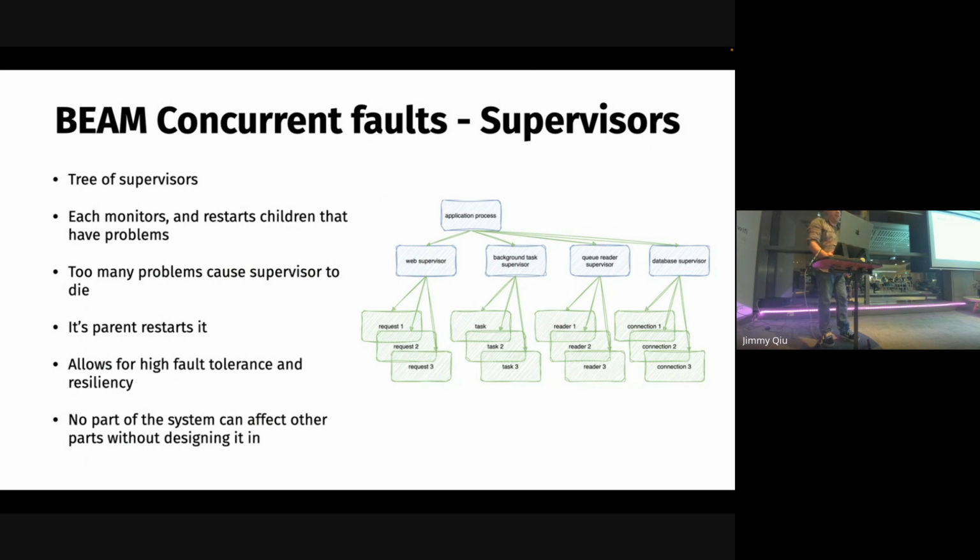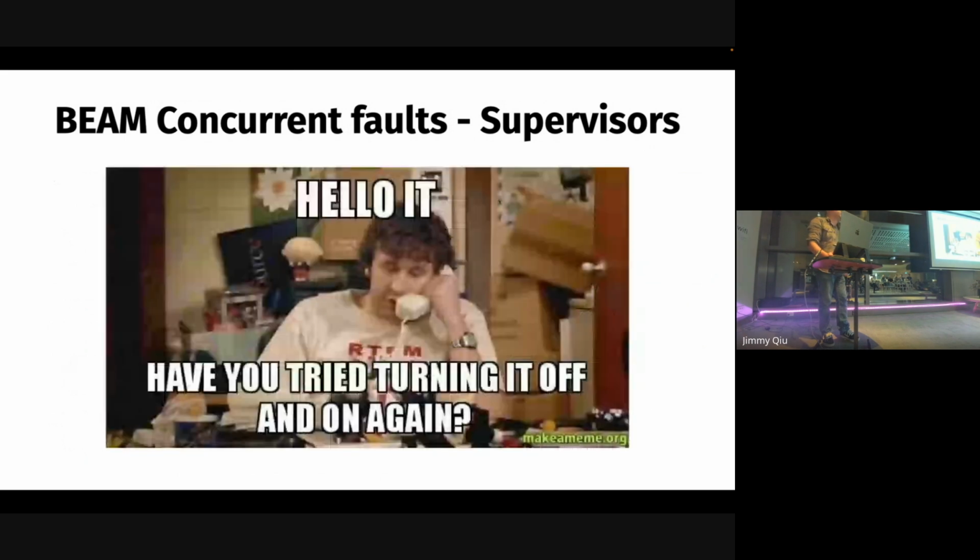And the main thing is that no part of the system can affect other parts unless you design it in. Like, you get some kind of weird panic in your web worker. It shouldn't take down the database pool. So it's essentially turning it off and turning it on again, which is most of how Erlang, or Beam, works.